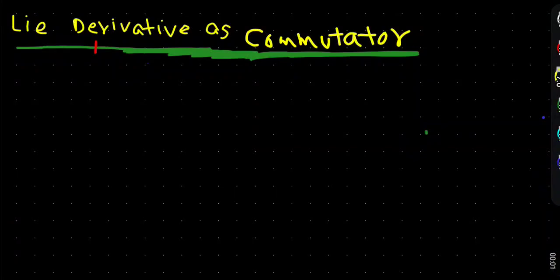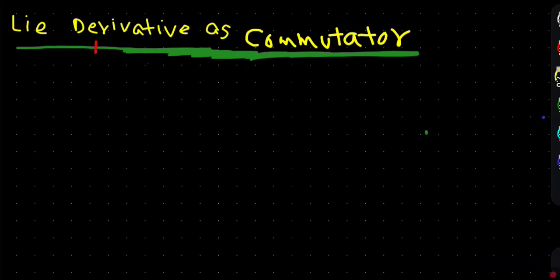So this is the video on differential geometry and a very core concept, the Lie derivative as the commutator. This is a very important topic in differential geometry and also for relativity, specifically general relativity, where we discuss curvature and spacetime curvature, how to parallel transport on curved surfaces and all that stuff.